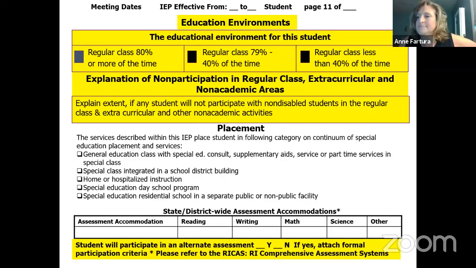She's next. Okay, so the next part of this document talks about the education environment for your student. You have three categories right across the top there.